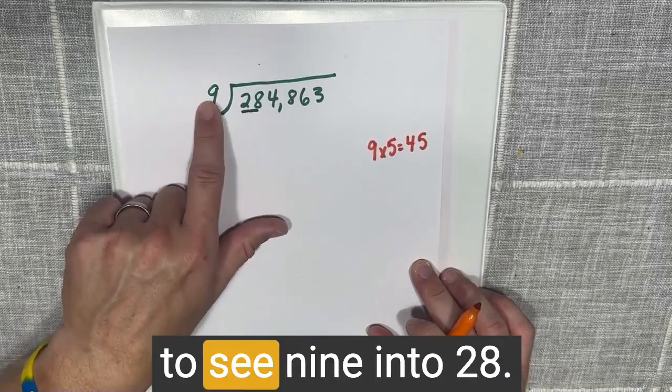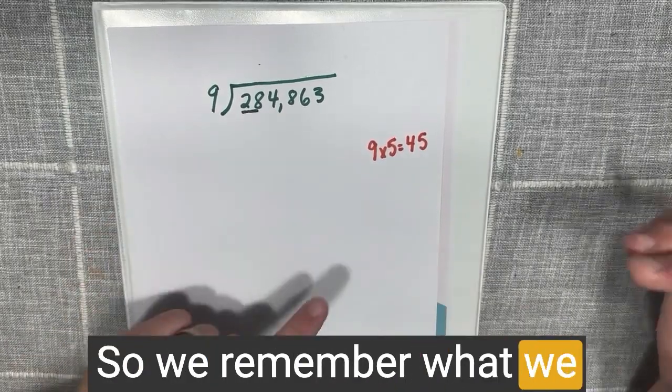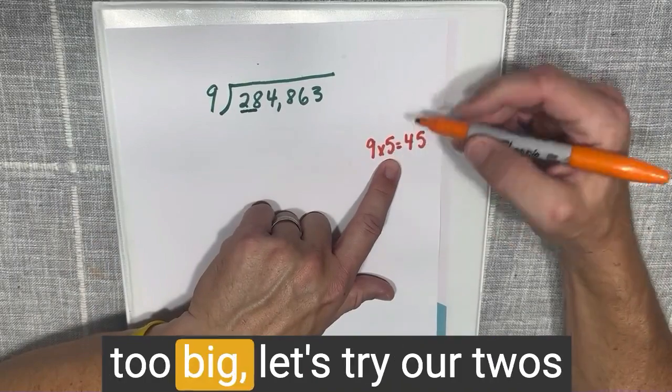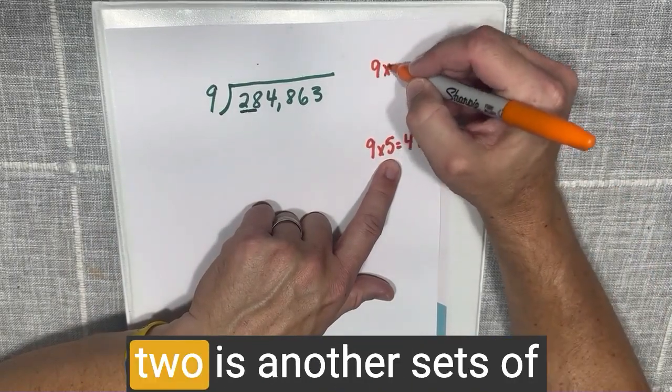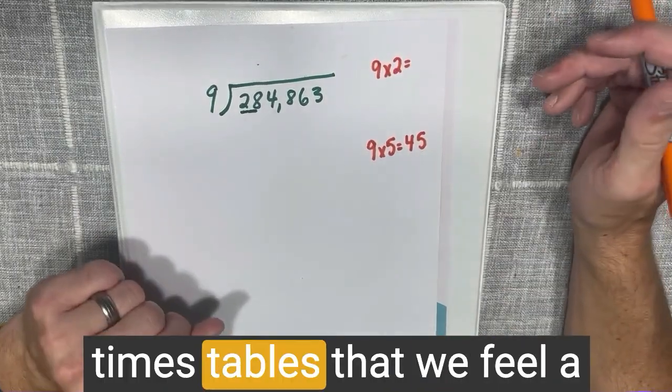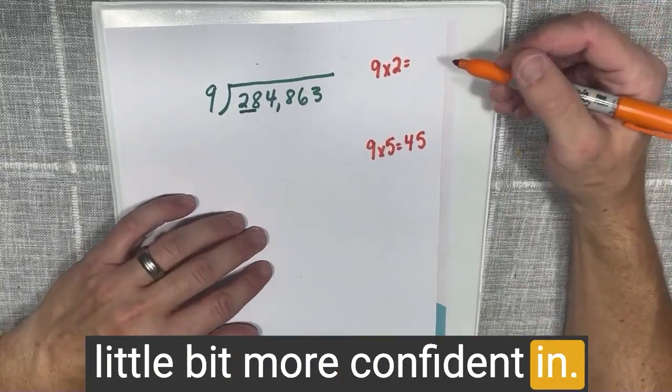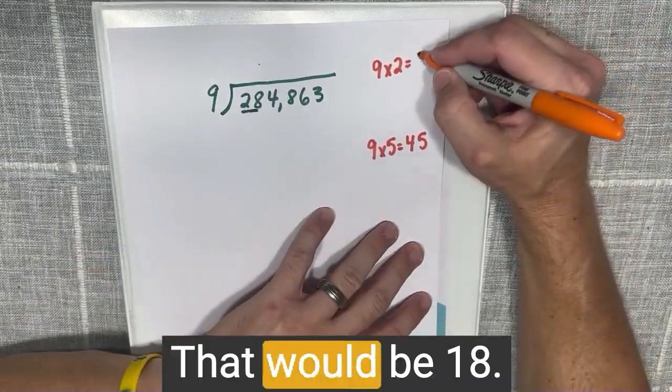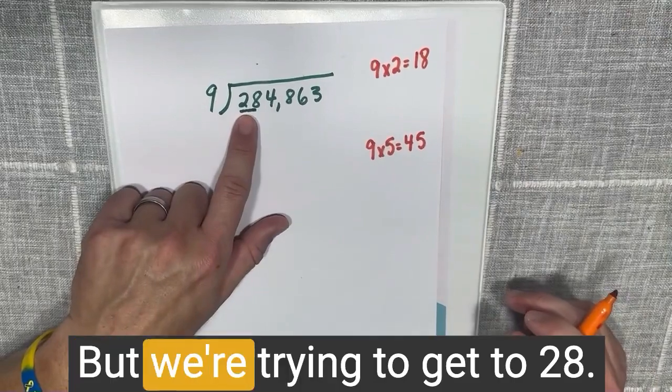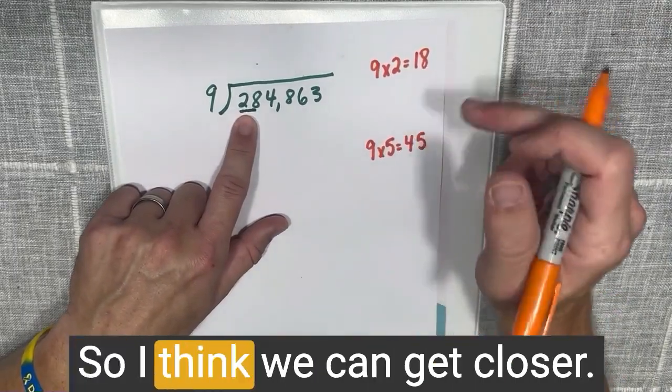Because we're just trying to see 9 into 28. So we remember what we said, guys. If 5 was ever too big, let's try our 2s. 2 is another set of times tables that we feel a little bit more confident in. So 9 times 2 is 9 and 9. That would be 18. Okay, but we're trying to get to 28. I think we can get closer.